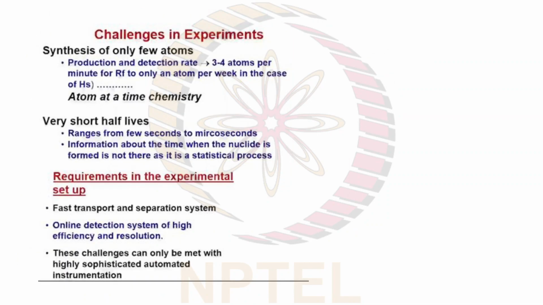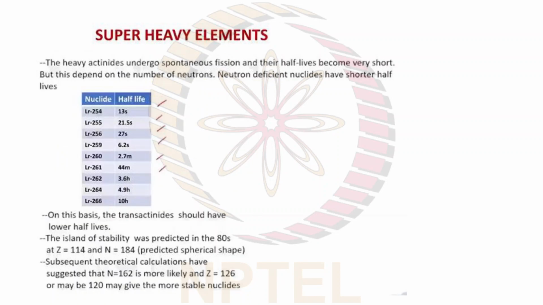Transactinides: position of transactinides, properties, challenges and experiments. Synthesis yields only a few atoms, so production and detection rates are low, chemistry is done one atom at a time, and half-lives are very short. Requirements are a fast transport and separation system and an online detection system of high efficiency and resolution. These challenges can only be met with highly sophisticated automated instrumentation.